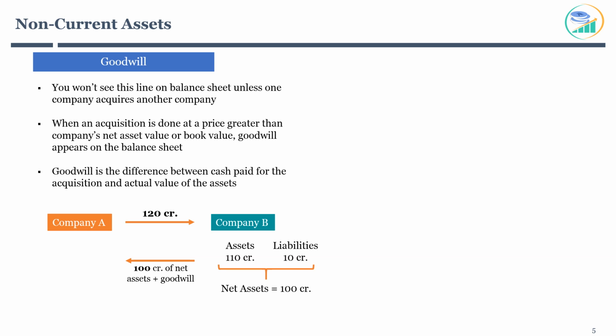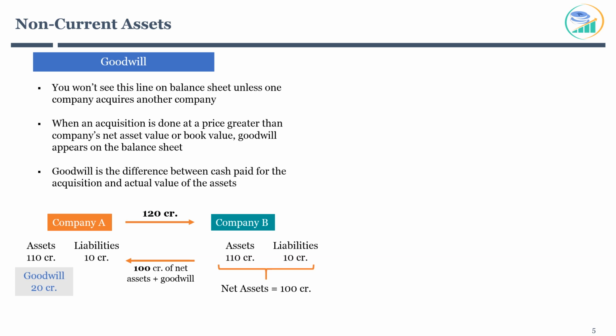Let's see how the balance sheet of Company A will look. 110 crore is recorded under assets and 10 crore under liabilities. This means 100 crore of net assets. Additional 20 crore of assets will be created on the balance sheet as goodwill. Goodwill shows up on the balance sheet because without goodwill the balance sheet of Company A will not balance.